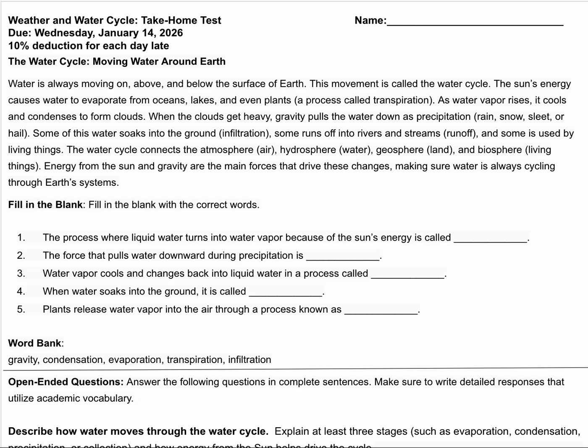Water is always moving on, above, and below the surface of Earth. This movement is called the water cycle. The sun's energy causes water to evaporate from oceans, lakes, and even plants, a process called transpiration. As water vapor rises, it cools and condenses to form clouds. When the clouds get heavy, gravity pulls the water down as precipitation: rain, snow, sleet, or hail.